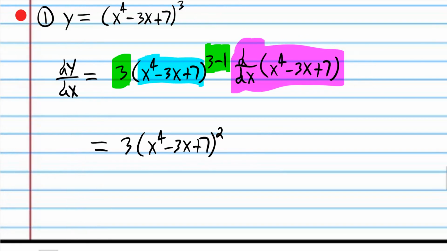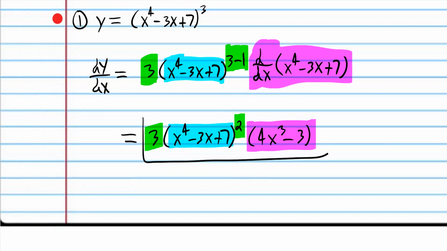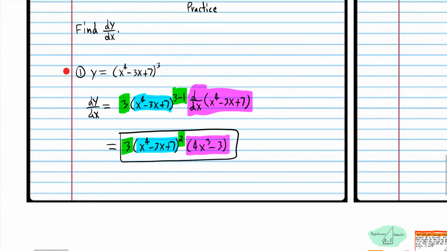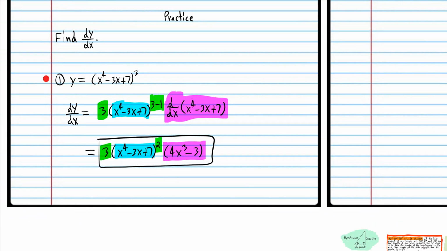So the derivative of the purple expression is 4x cubed minus 3. So that's the derivative there. The inside function remained unchanged. And that's as far as we can simplify that. So that's how the chain rule works.